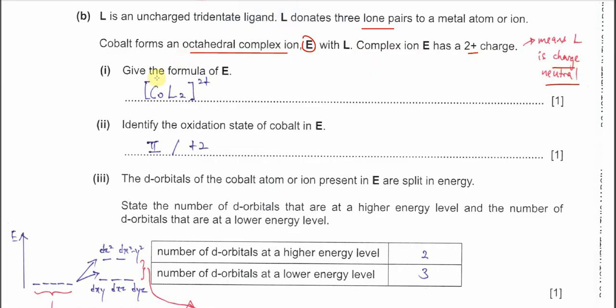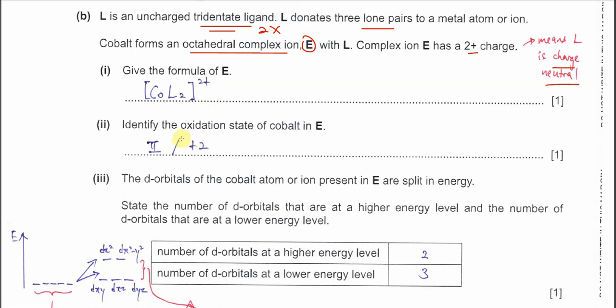Now you need to give the formula of E. Because it's a tridentate ligand, it will form 3 dative bonds. Octahedral means a coordination number of 6, which means 6 dative bonds. So 2 times 3 gives the coordination number of 6. So cobalt with this tridentate ligand L just needs 2 of them. So you put the formula [CoL2] with a 2+ charge.